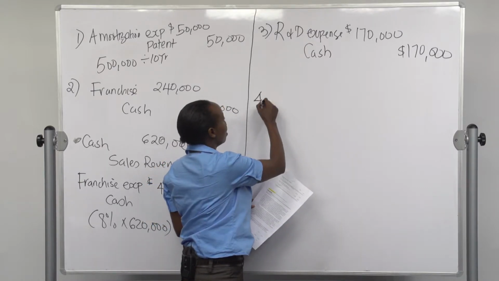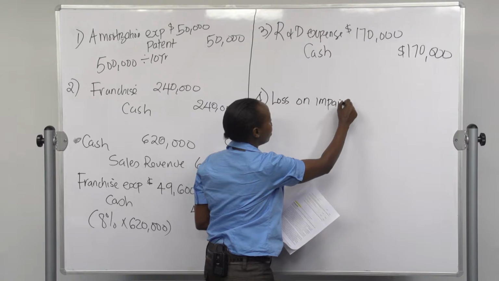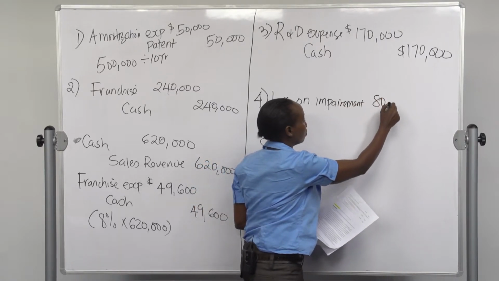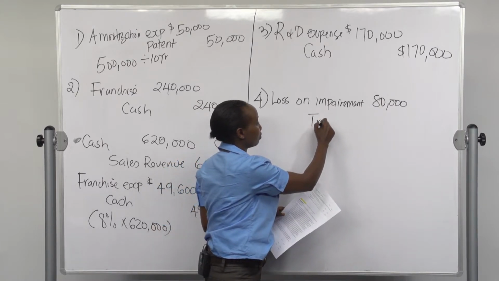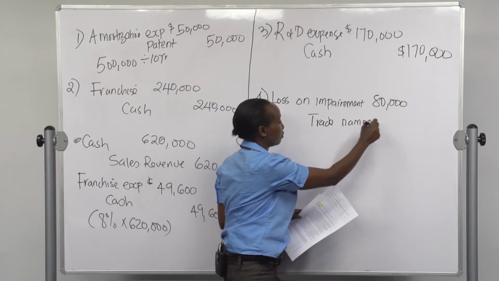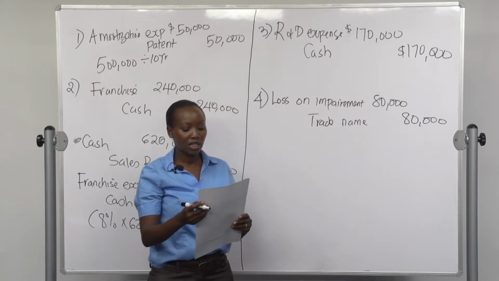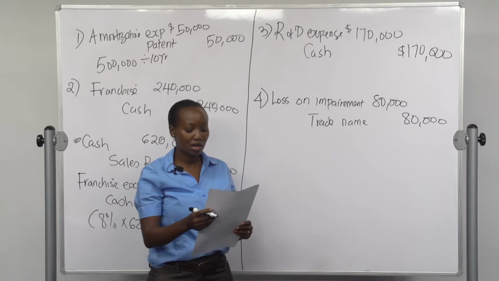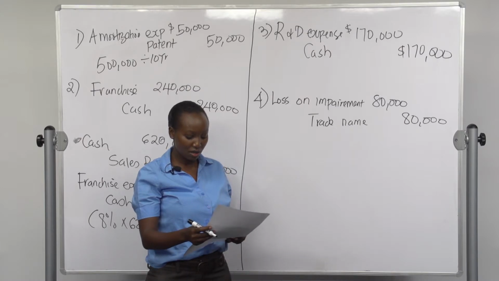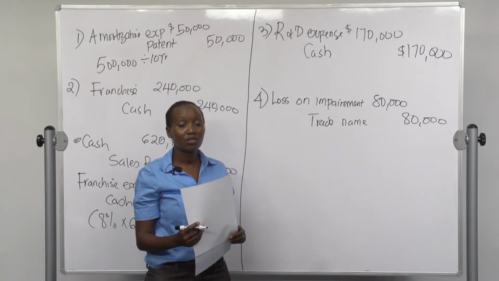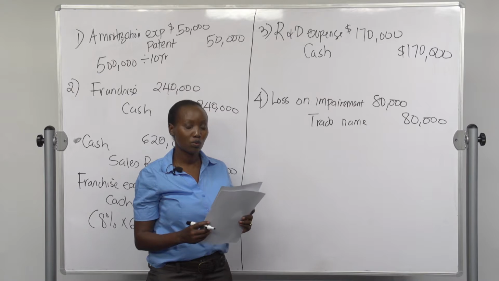So loss on impairment is the entire 80,000. And we remove it from our books by doing a credit to the trade name. Management has determined that this is now worth 0. The last one, we have a company purchase and we have assets, and we're given the book values and the fair values. Note that we do use fair values when we are computing goodwill.